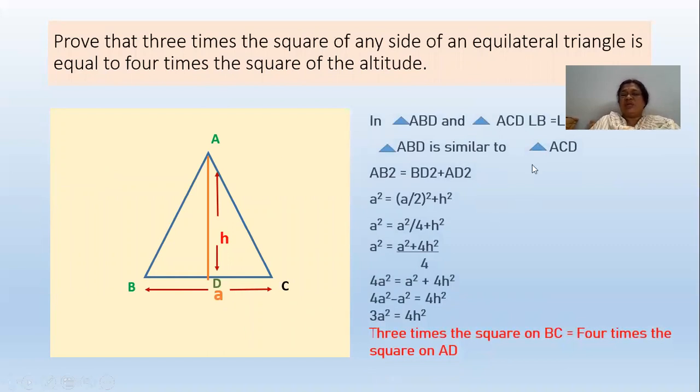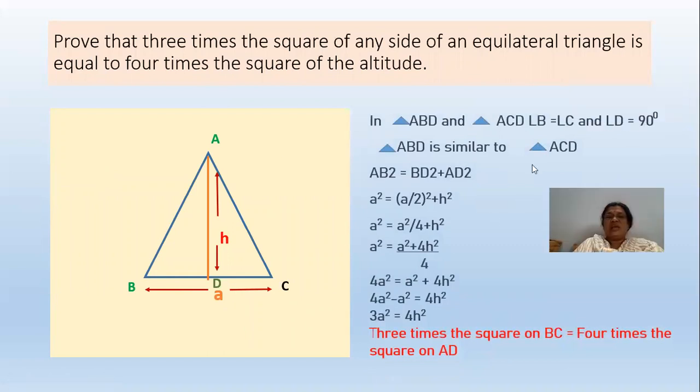So when you look at this problem, see carefully. You have to show that 3 times the square on the side of the equilateral triangle, and you can take any side. So when you take side BC, 3 times the square, that is 3A square, should be equal to 4 times the square of the altitude. What is the altitude here? It is h. Square means h square. 4 times the square of the altitude means 4h square. So you have to prove that 3a square should be equal to 4h square.